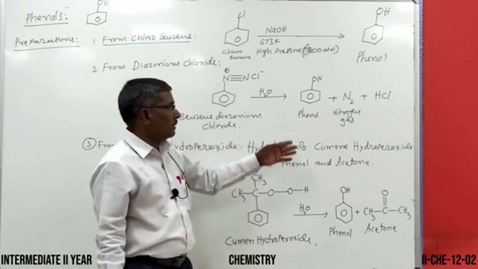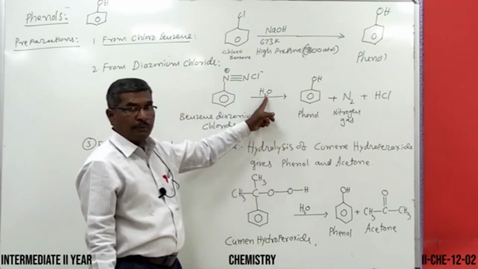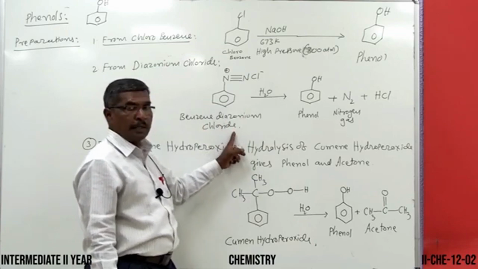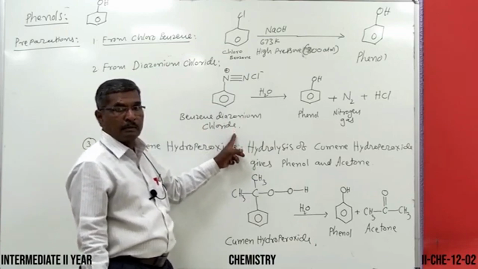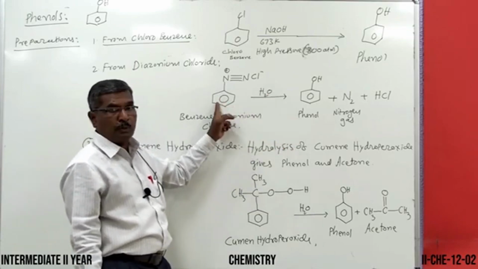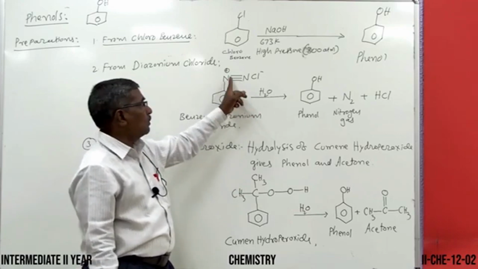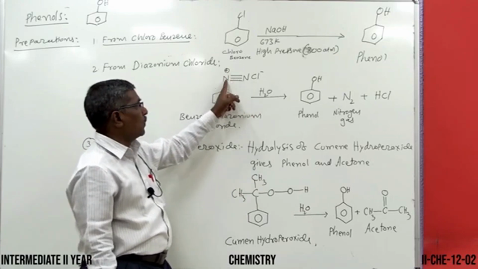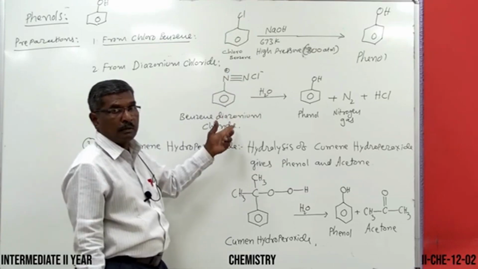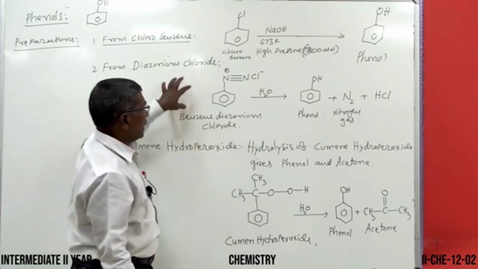The statement can be written like this: phenol can be prepared by the hydrolysis of benzene diazonium chloride. Diazo means 2 nitrogens. See the nitrogen valence 1, 2, 3, 4, that is why there is a plus here. Cation, anion, salt, from benzene diazonium chloride. This is one of the methods of preparation.